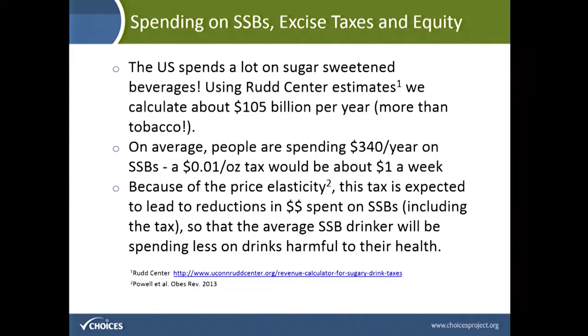If we just average this across the population per capita, people are spending about $340 a year on sugary beverages, and so a 1% tax would be about $1 per week. Now, people that consume more would have to pay more, but that's for the level of the tax we're talking about here. And one interesting thing about this tax is that because of the price elasticity, with the tax, people will spend less on sugary beverages after the tax, even including the tax, than they were before. So they're spending less on something that is killing them, slowly, but I think that's good.